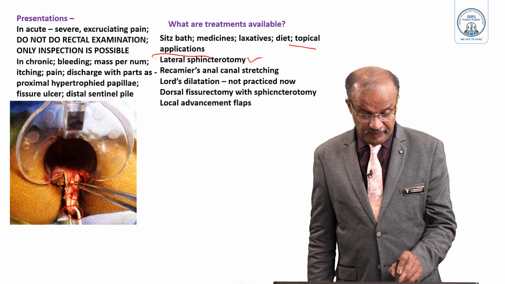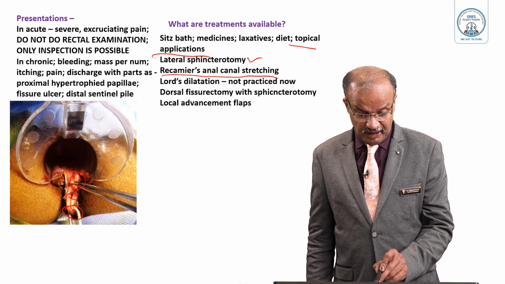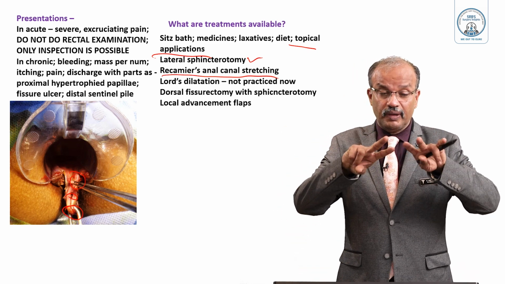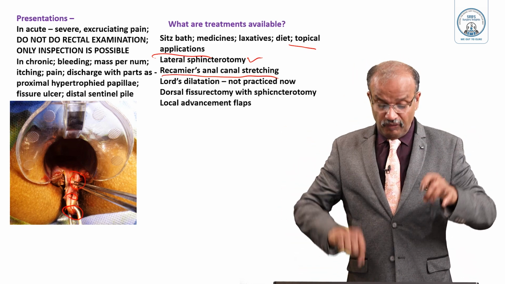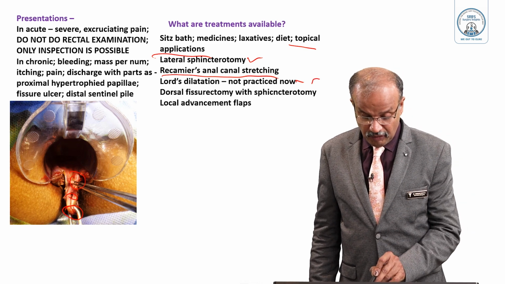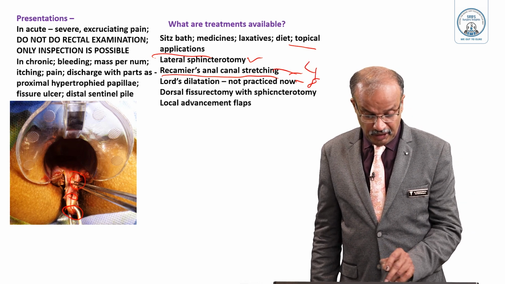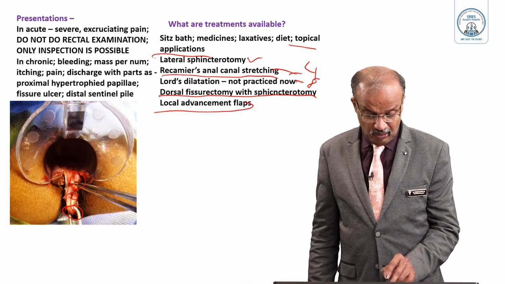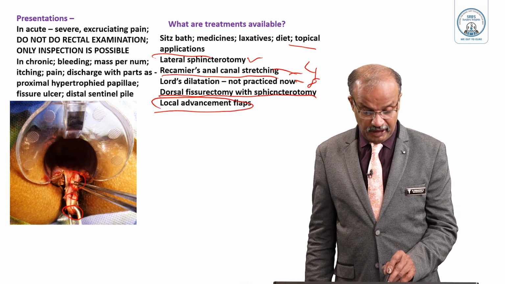Lateral sphincterotomy, Recamier's anal canal stretching, not Lord's dilatation. Lord's is 8 finger, Recamier's stretching is 4 finger. Lord's is 4 each, 8 finger. You don't do that now. This is 8 finger, this is 4 finger. Stretching is okay. Dorsal fissurectomy, lateral sphincterotomy, and sometimes in advanced large chronic cases, local advancement flap.